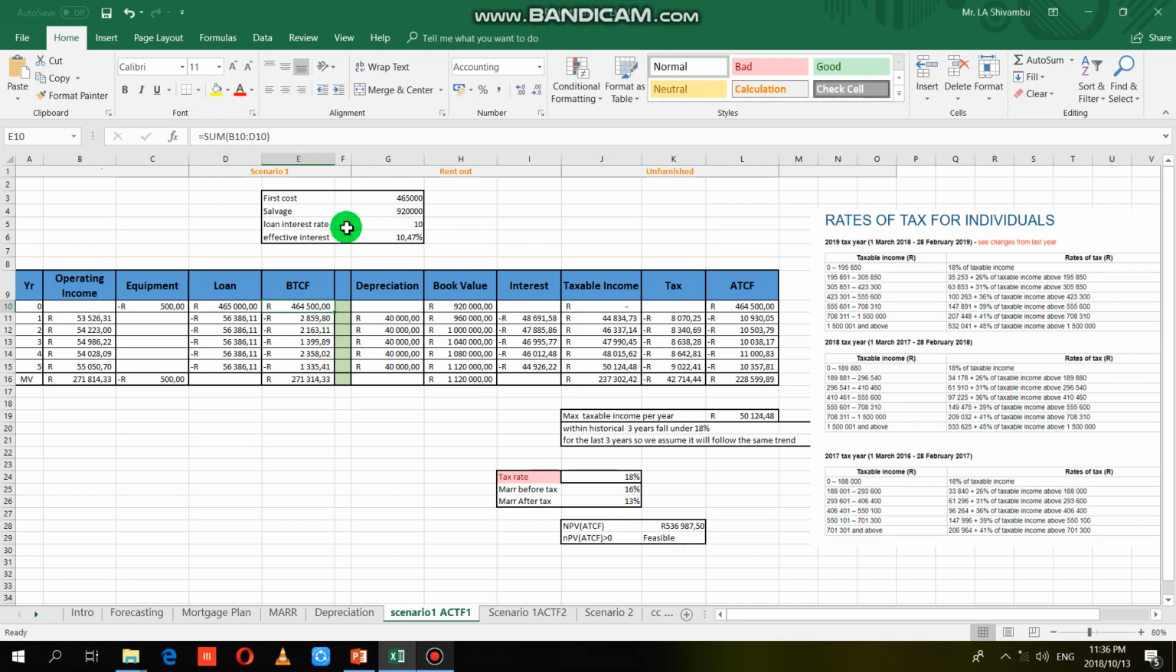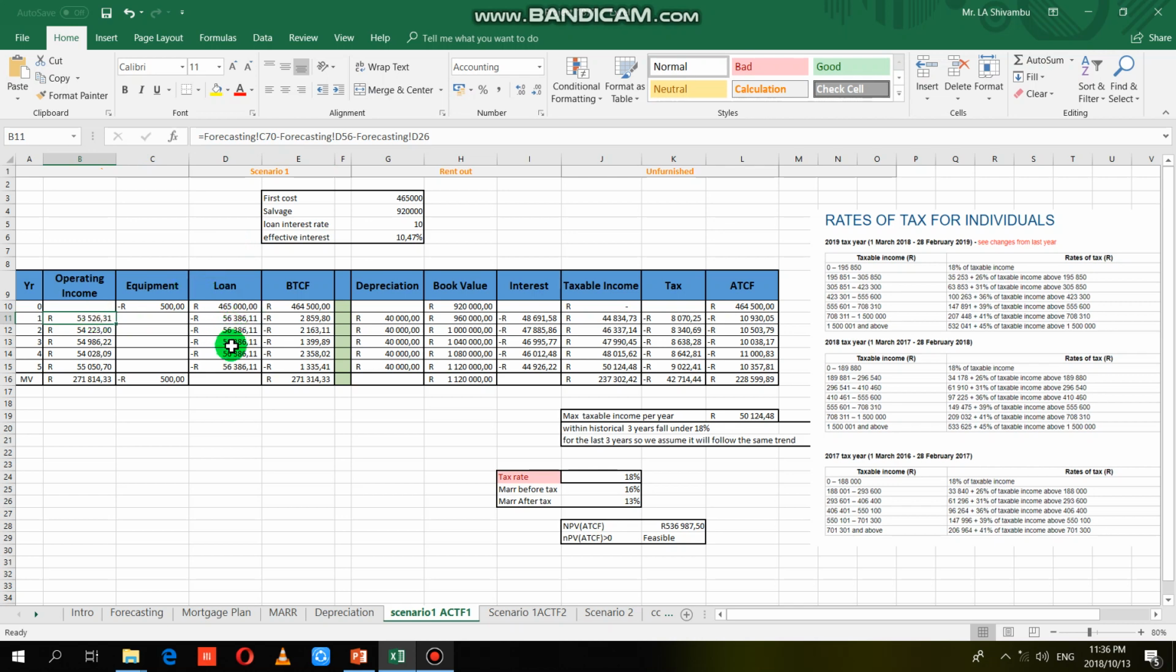Scenario 1. Scenario 1 is where we have our loan and our salvage value, which is our market book value, and we have our loan and interest. So what we did is we took our years and calculated our operating incomes, including all the expenses that are there and the forecasted taxes and levies, including our rent income as our only income.